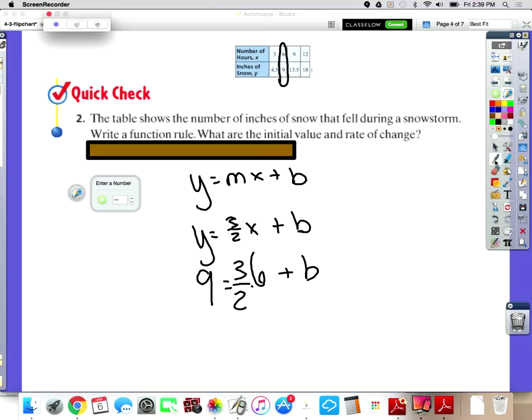Are there any common factors that I can divide out with this fraction problem? Yes, 2 goes into itself once, and into 6 3 times. What is 3 times 3, Kira? 9. I'm still trying to get b all by itself. You would subtract 9 from each side.